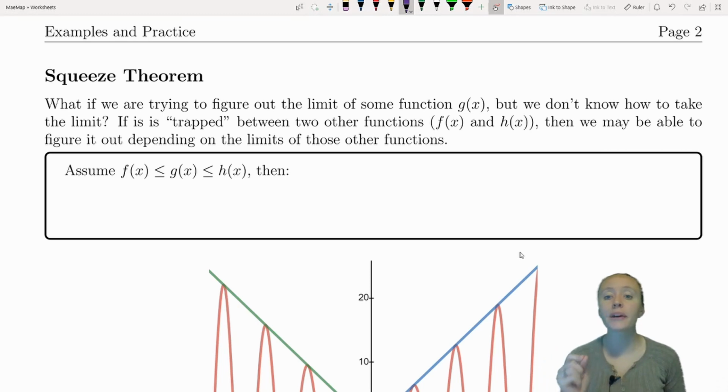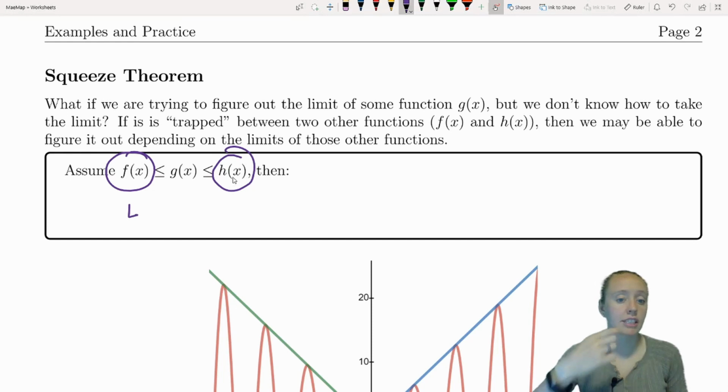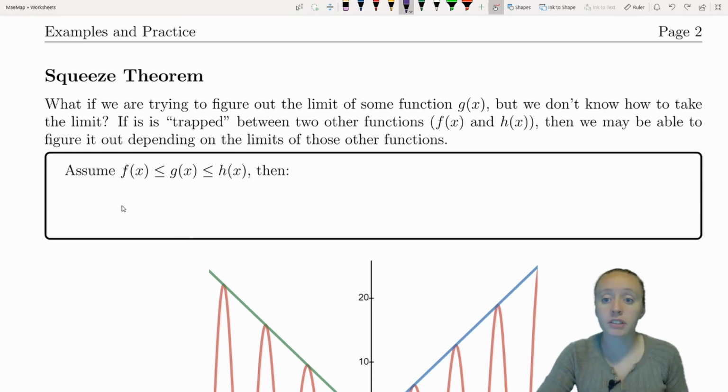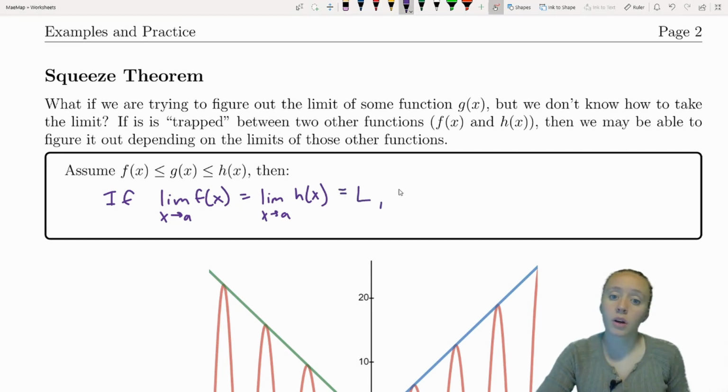So again, if f of x is always less than or equal to g of x, and that is always less than or equal to h of x, you can see how g of x is essentially trapped in between f of x and h of x. So imagine if I take the limit of f of x as x approaches some value a, and I get L for that limit, and I take the limit of h of x as x approaches that same exact value a, and I also get L. If g is trapped in between, what do you think that limit has to be? That limit will also have to be L. So how we're going to write this out is if the limit of f of x as x approaches a is equivalent to the limit of h of x as x approaches a, and let's say that those both equal L, well, then the limit of g of x as x approaches a must also equal L.